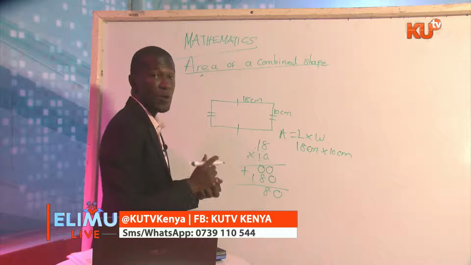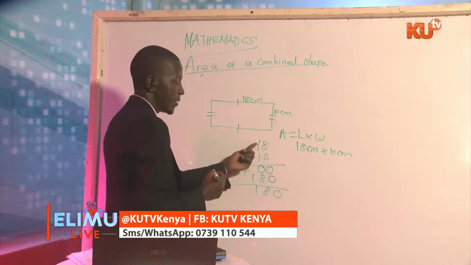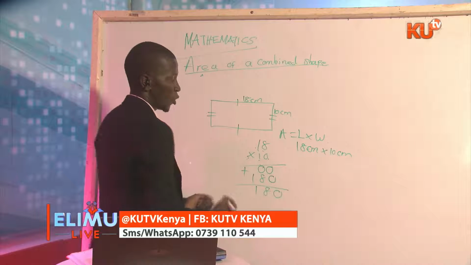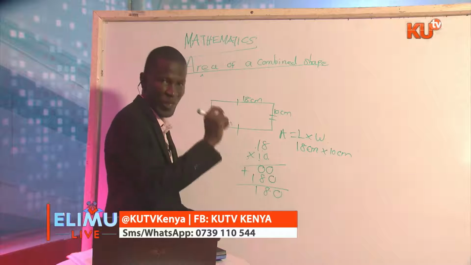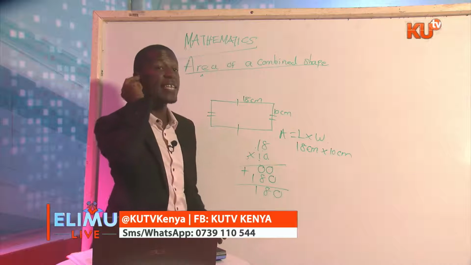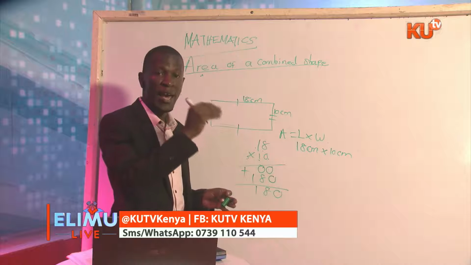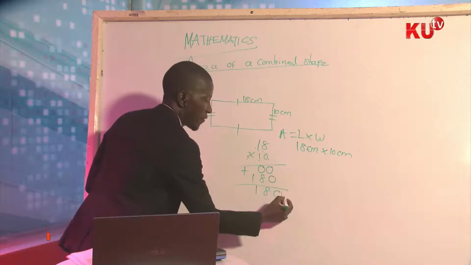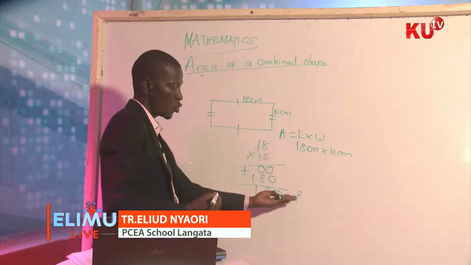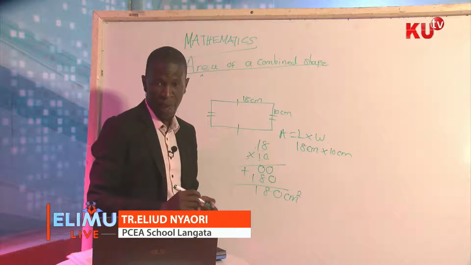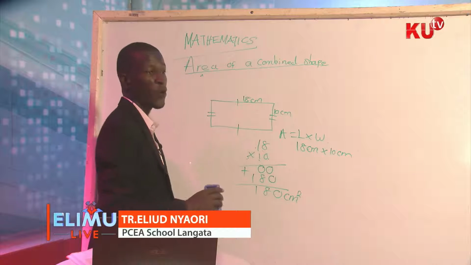Plus this one, what do we get? 1. That simply means 18 times 10 is equal to 180 centimeters square. Remember, I've said everything when you're doing area, you must conclude by square. So we have 180 centimeters square, a small 2 which represents the square. That is how to get the area of a rectangle.